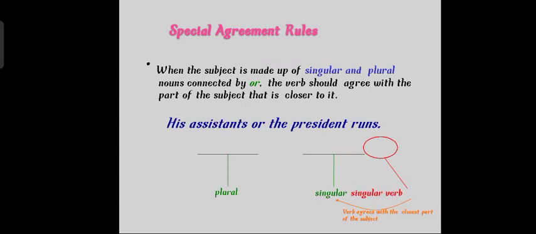Next one, the last special agreement rule: when the subject is made up of singular and plural nouns connected by or, the verb should agree with the part of the subject that is closer to it. His assistants or the president runs. His assistants is plural, whereas the president is singular. The singular one is very close to the verb. That's why the singular verb is used.